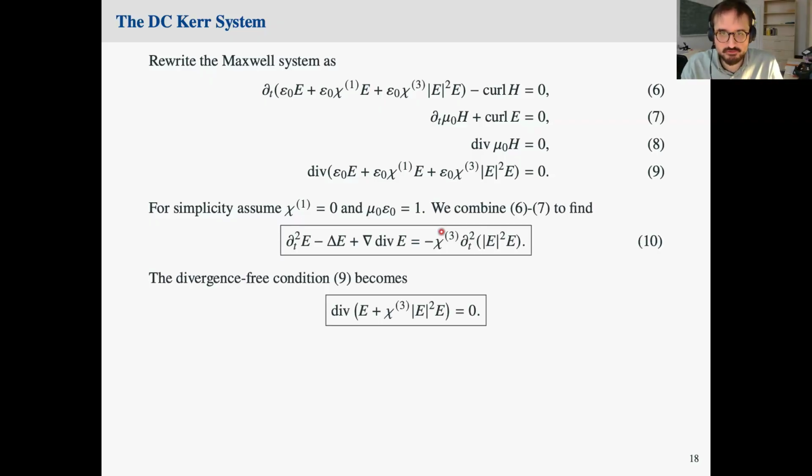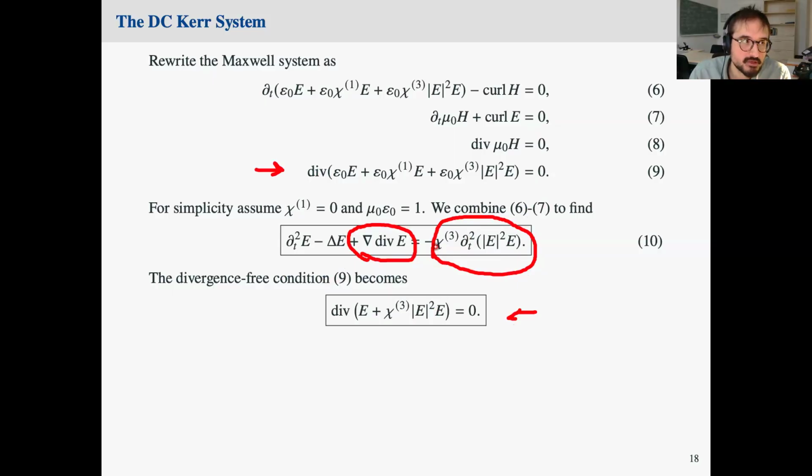And so if you combine all of that, what you get is something that looks like a vector wave equation, with an additional term here, which is a divergence term. And then on the right-hand side, we have this cubic nonlinearity. See that we have two time derivatives here, so as we expect, we should have a quasi-linear equation. And there was also a divergence free condition, which was here, and it takes this form.